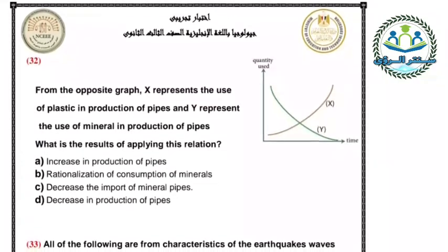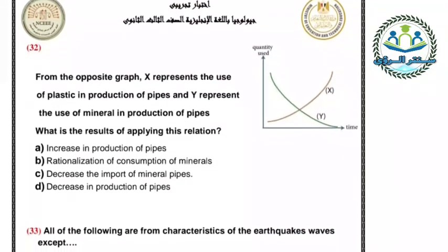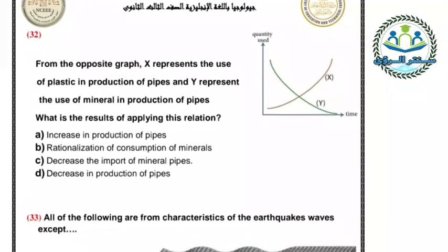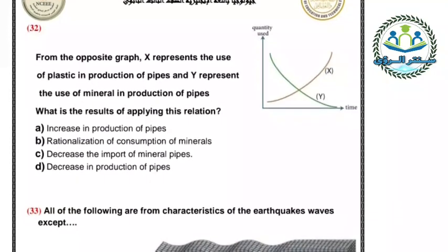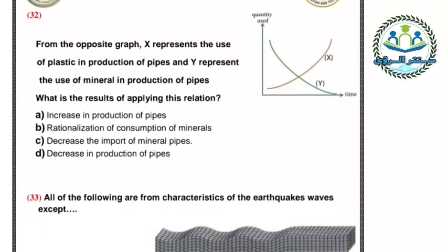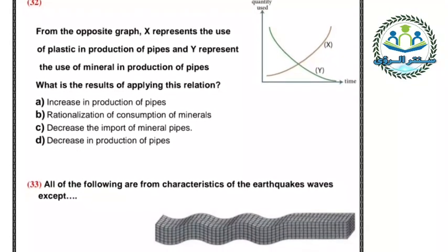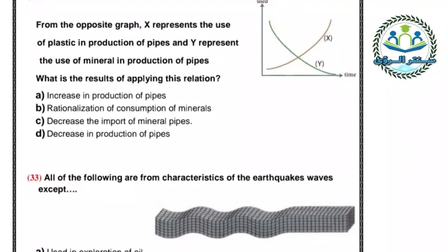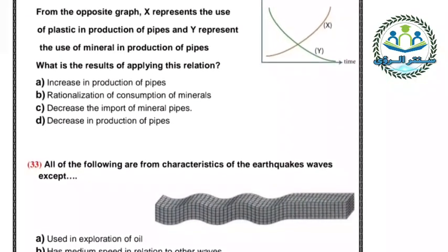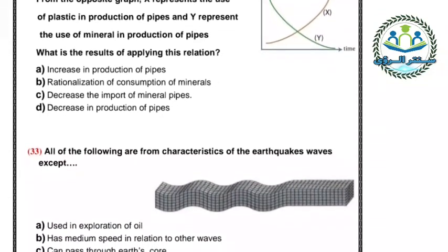32. From the opposite graph, X represents the use of plastic in production of pipes and Y represents the use of mineral in production of pipes. What is the result of applying this relation? A. Increase in production of pipes. B. Rationalization of consumption of minerals. C. Decrease the import of mineral pipes. D. Decrease in production of pipes.